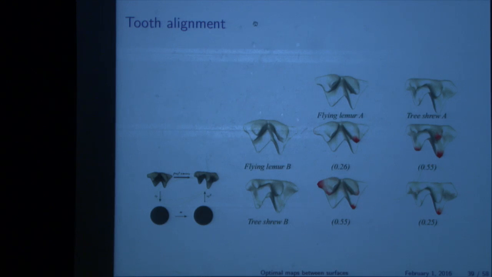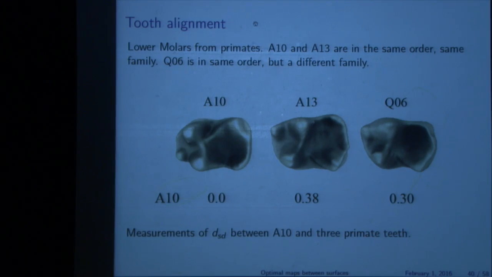Then another set of data involved teeth. So same methodology. You take 2 teeth. In this case, one is from a lemur and one is from a tree shrew. And you map both of them to a round sphere and then look for the best conformal map, the smallest distortion among all conformal maps from mapping one of these teeth to the other. And you can see here an example of the kind of distances you get for these 4 teeth. This tree shrew B is distance 0.55 from flying lemur A and 0.25 from tree shrew A. So the interspecies distances are larger.